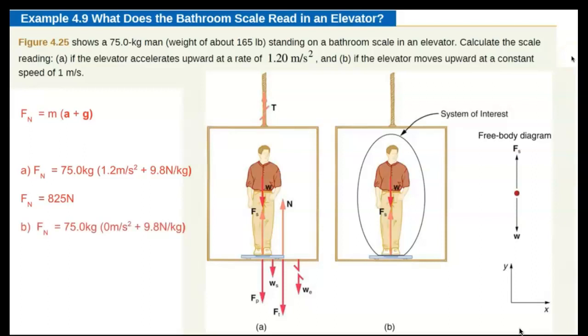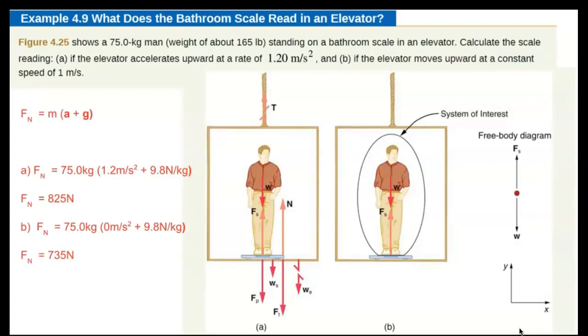In part B, calculate the scale reading if the elevator moves upward at a constant speed of 1 meter per second. If it's moving upward at a constant speed of 1 meter per second, what is the acceleration? I'm going to go with 0. Constant speed of 1 meter per second means there is 0 acceleration. It is not changing its velocity at all. So if you're moving upward or downward or sideways at a constant velocity, you're not accelerating.